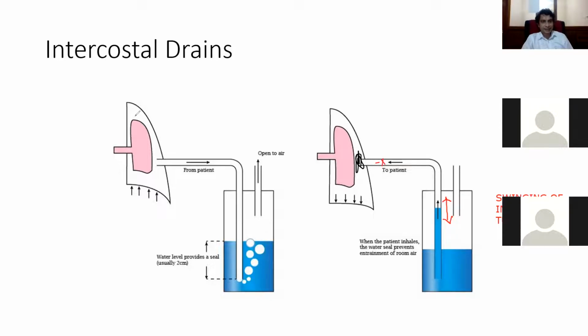If it was inserted to control a pneumothorax, there would also be bubbling, which is another thing that you have to look for. You won't expect bubbling if it was inserted for fluid, but if it was inserted for gas, there should be bubbling as well. So whether it's swinging or bubbling is a very important thing that you have to check when a patient has an intercostal tube insertion, right?